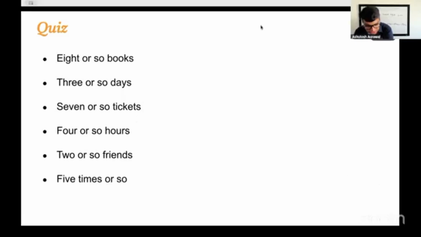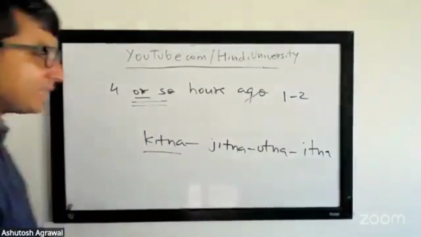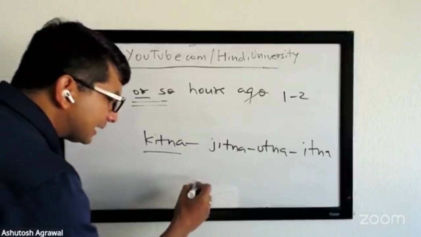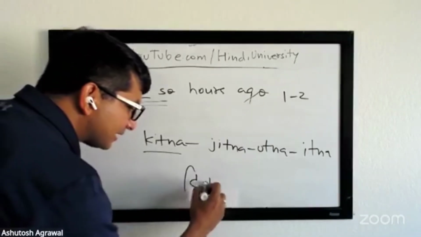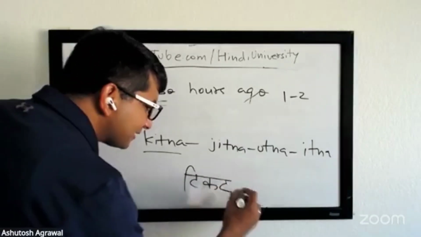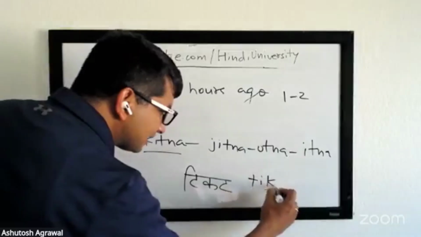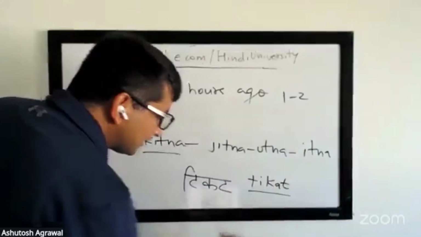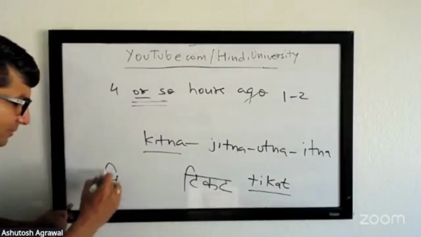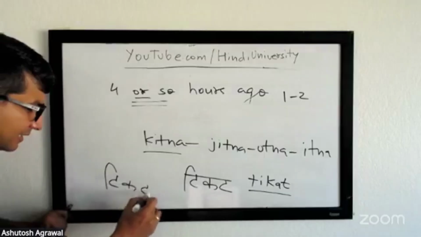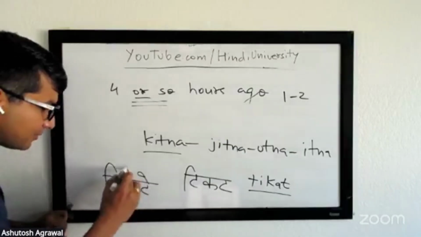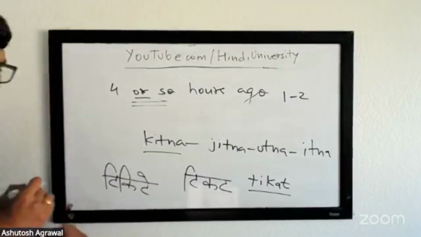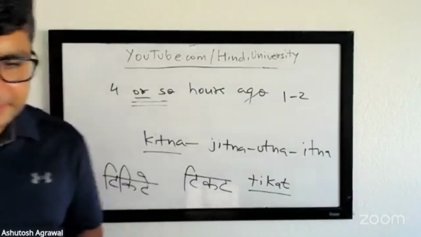Just in case somebody is wondering how to write it in Devanagari, ticket is simply called ticket only. So it's just written like this: ticket. And for plural, it becomes tickete. Or sometimes you say tickete. Yeah, tickete.